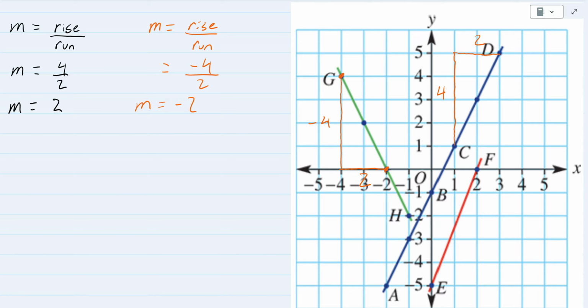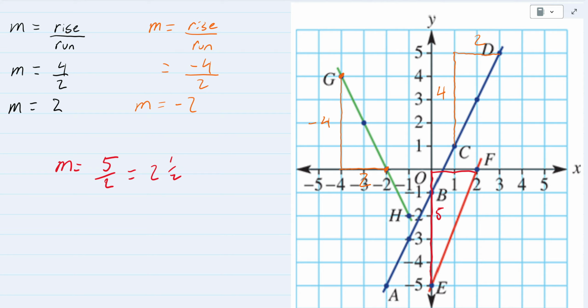And then lastly, with our red line, I'll do this one in red. Our rise is 1, 2, 3, 4, 5. And our run is 1, 2. And we can leave our gradient in that form, 5/2, or we can change it to a mixed fraction of 2 1/2.